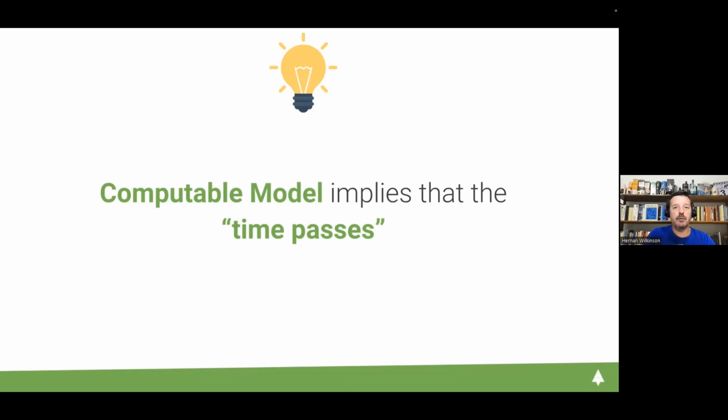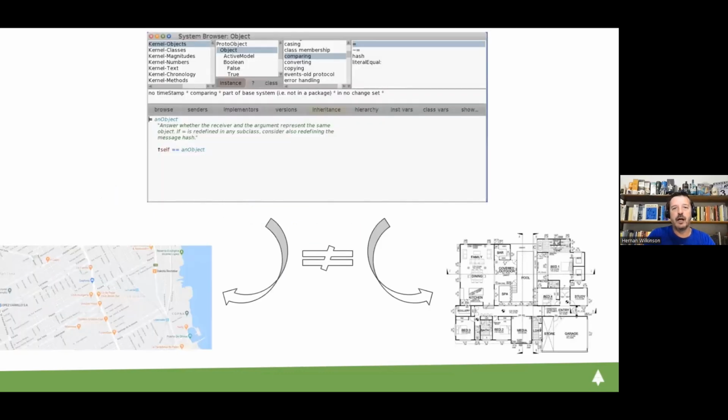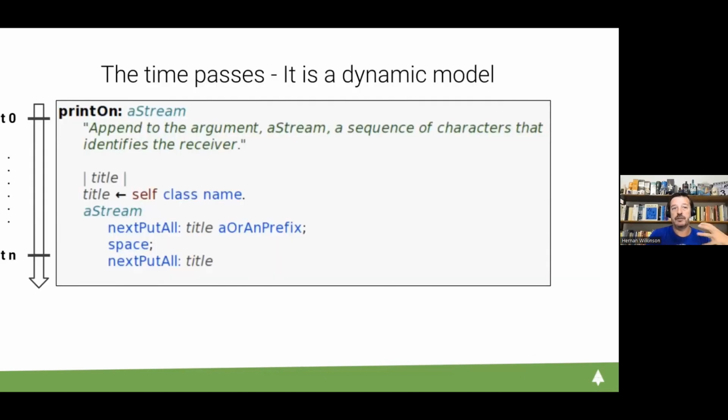So we have computable models, which implies that time passes. That's why using analogies of the models we create with a map or with a plan of an architecture house or whatever are not good analogies, because in those models time doesn't pass. That's an important and unique characteristic of software, the computable part, where time passes. So it means that when we represent a method, time will go, for example, from the top to the bottom, just to say it easily.